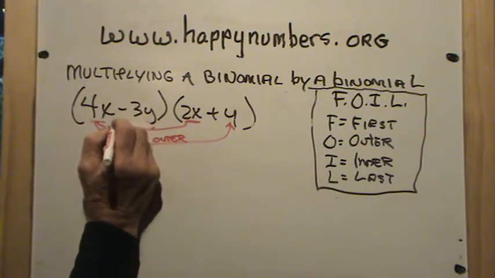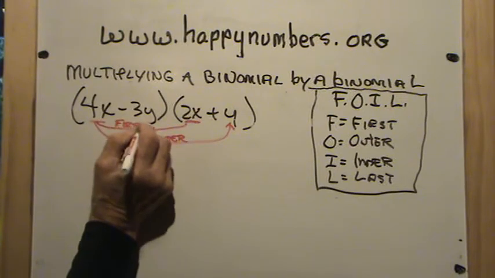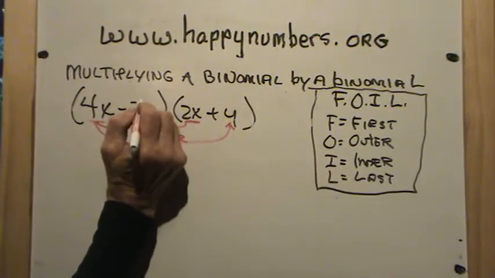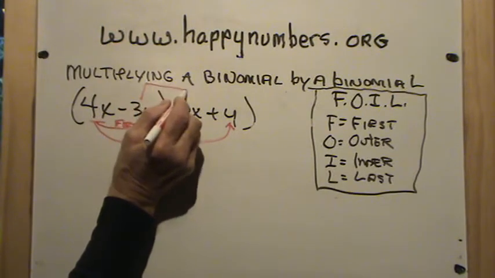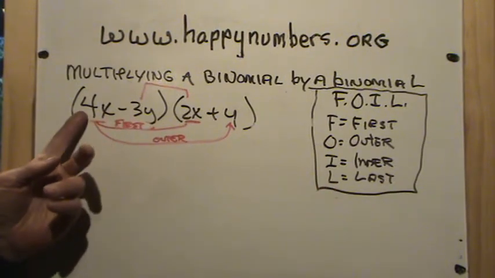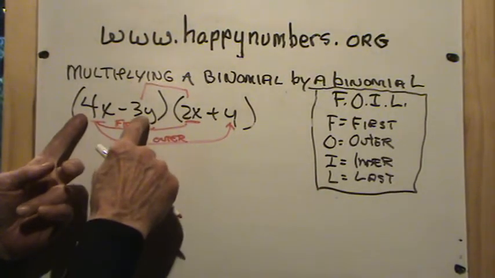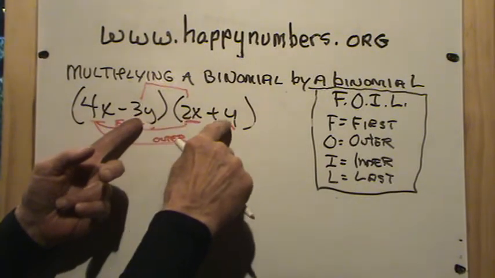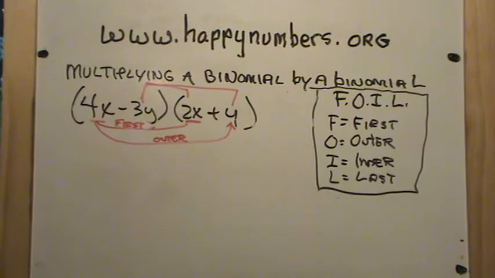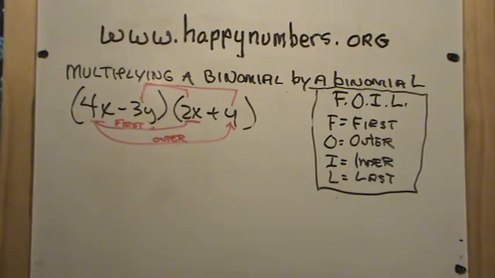Now if I look at the inner terms in both of these, this is the innermost term here and this is the innermost term here. And if I look at the last term, well, if this is the first term in this binomial, then that's the last term. And if that's the first, then that's the last. So the last is like that. So that's how we do this kind of a problem.